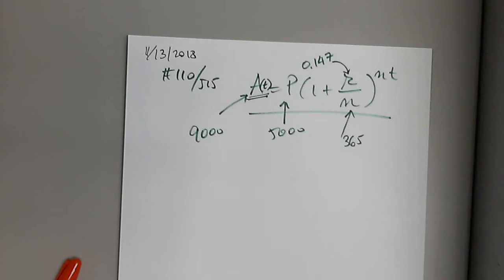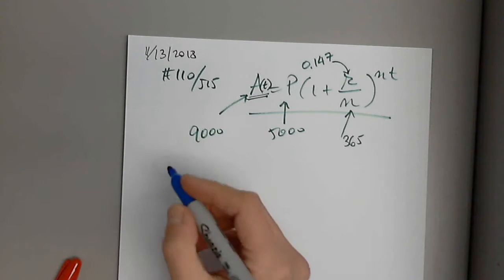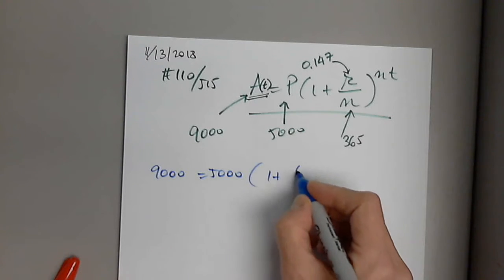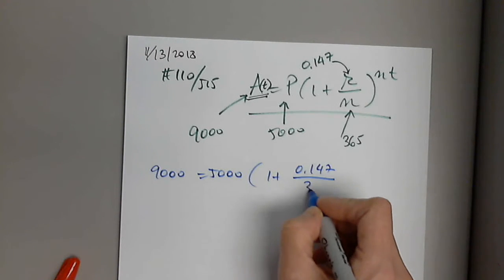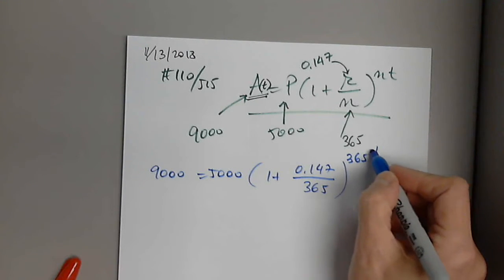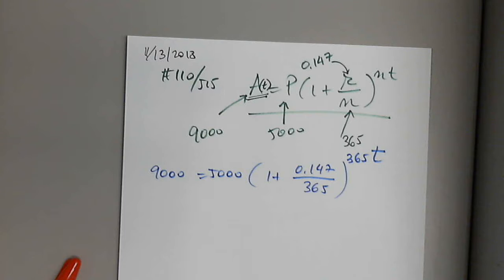Now I will replace everything. 9,000 equals 5,000 times (1 plus 0.147 over 365) raised to 365t. Are we okay so far? So we have all the information, we put it in, and now what is the only variable here? All our numbers are constants, the only variable is t.